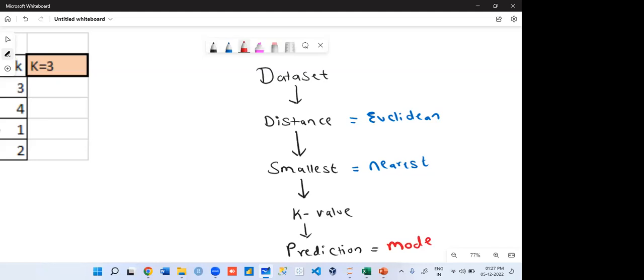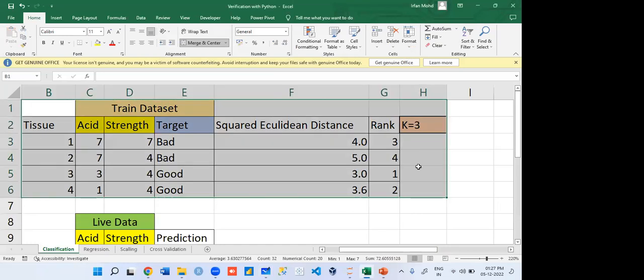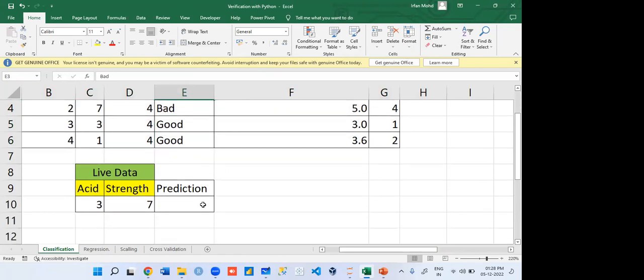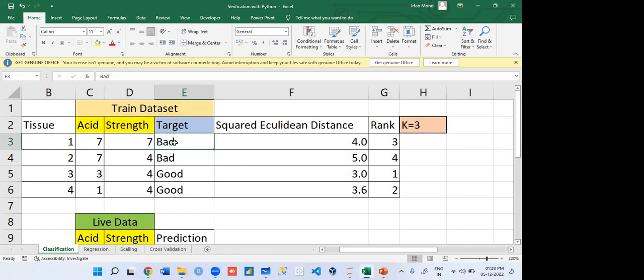K value will decide how many are nearer to me. If I say K value as 2, in our scenario, what should be the answer? Good. Both are good. If I take K value as 3, what should be the answer? Good. Now, if I take K value as 4, 2 good, 2 bad. Alphabetical wise, which comes first? Bad. Answer will come as bad for you.